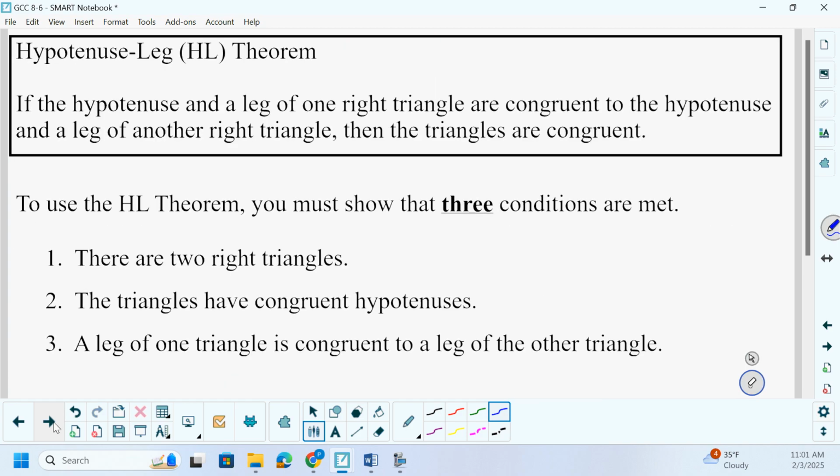If we go down to the bottom, the three things that we need. We need to have right triangles. You need to have the hypotenuses congruent, and you need to have one of the legs congruent. When we start a proof, we will not be hunting for hypotenuse leg.